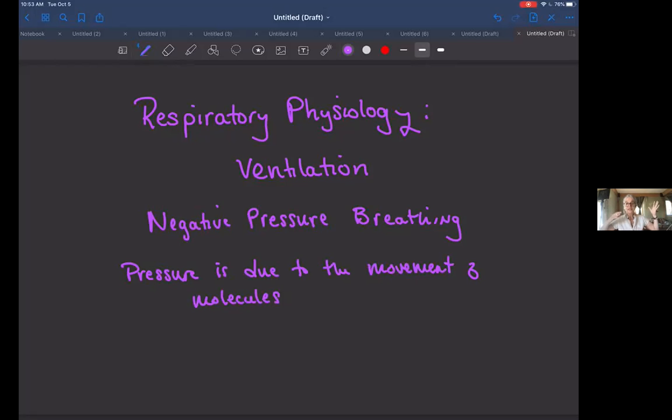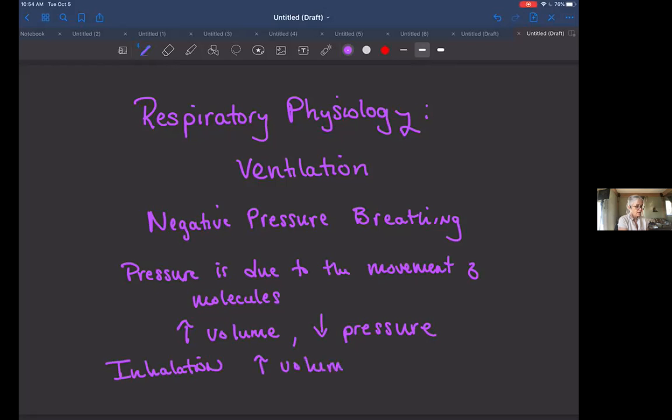So all of these air molecules that are bouncing around are going to exert a pressure. And one of the interesting things is that this pressure depends upon the volume of the container. So as we increase the volume of the container, we're going to decrease the pressure. So hence the negative pressure. So when we inhale, we increase the volume of the lungs, and air is automatically drawn in.